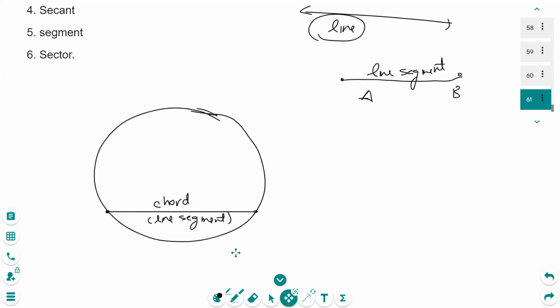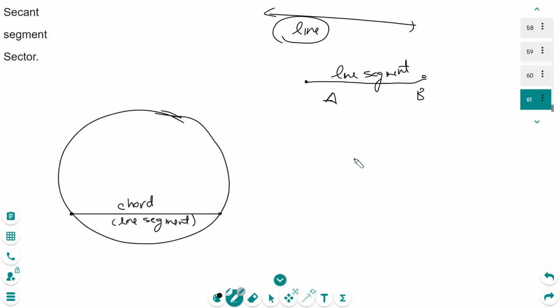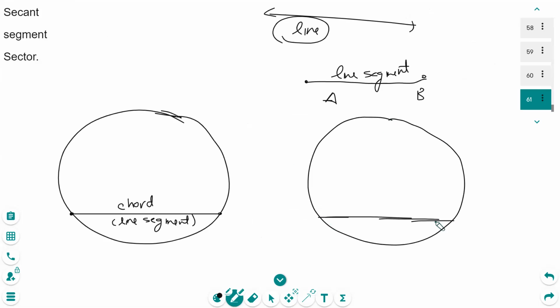But what if I extend both the parts up to infinity? So if I draw a circle again, and this time I'm not limiting my line, I'm making it go up to infinity. Now, if something like this exists, this is called a secant. That's a line, right? So a chord is a line segment with two points on the circumference, and a secant is a line that extends without ends. It's just a line, right?